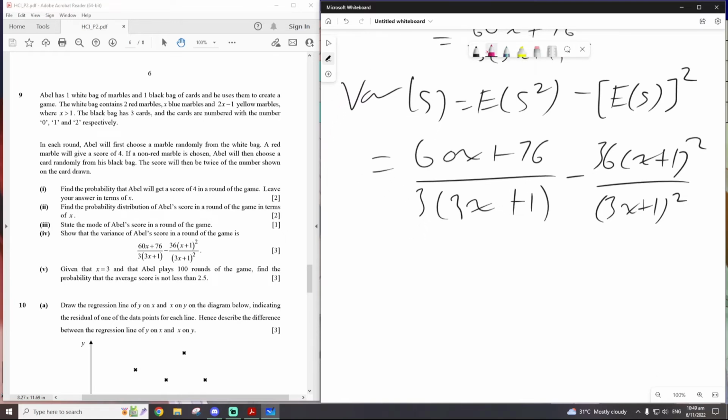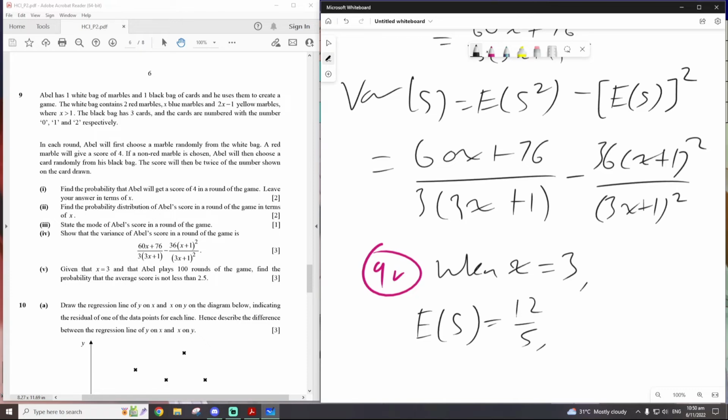Part 5. X is 3. Abel plays 100 rounds of the game. The probability that the average score is not less than 2.5. Okay, so when x equals 3, what is E(S) and Var(S)? You will get expectation of the score is 12 over 5, and the variance equals 208 over 75. I'm not going to show you how to calculate this. I just use my GC.